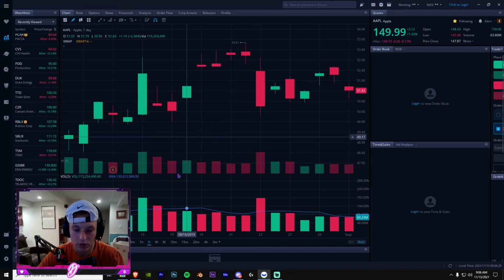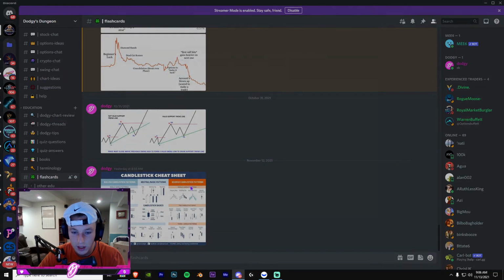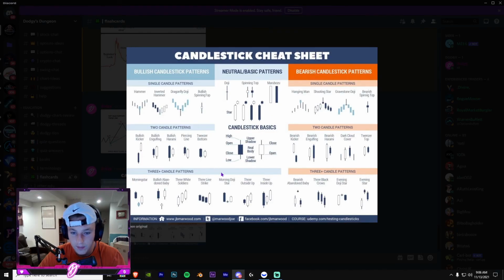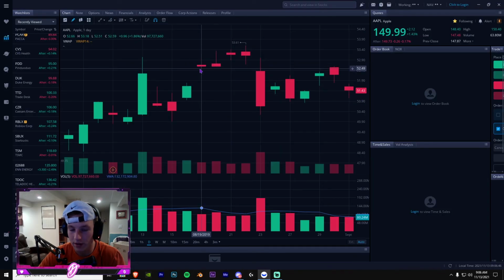This is called the gravestone doji actually, and let me see if it's on this chart. Gravestone doji right here. See how it almost opens and closes at the same price, but the sellers push it back down. This would be considered a gravestone doji.